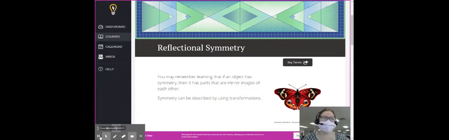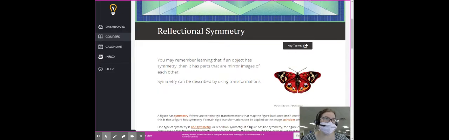Okay, this is the video for Unit 2, Workbook 7. We are talking about reflectional symmetry. If you're looking at this butterfly, if we were to draw a line down here and then fold that in half, notice that each half of that butterfly would be the same thing. We would say that this has a reflectional symmetry.